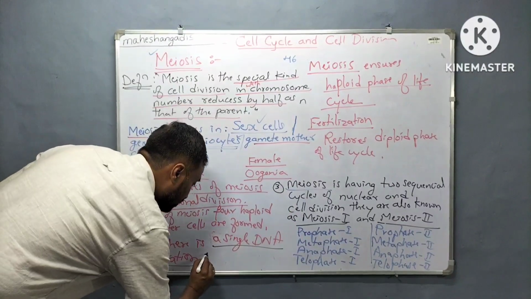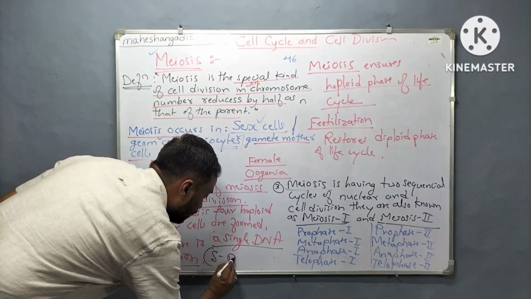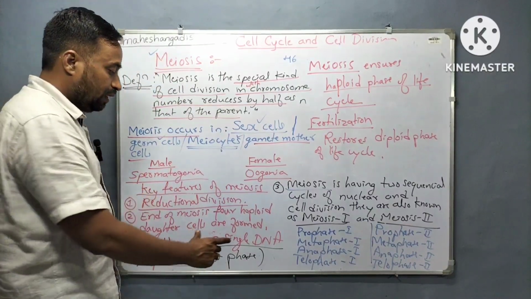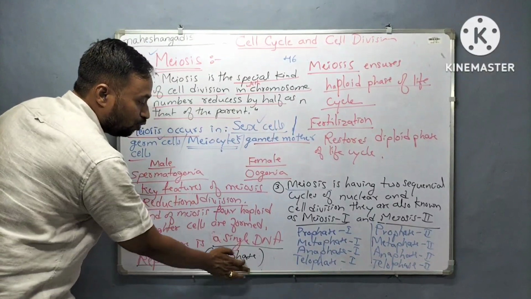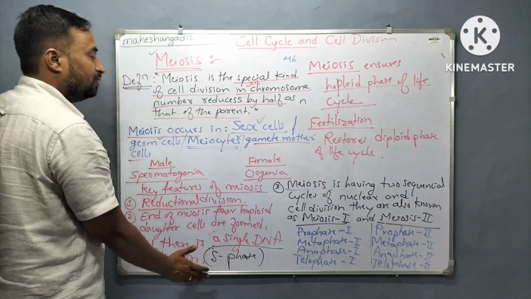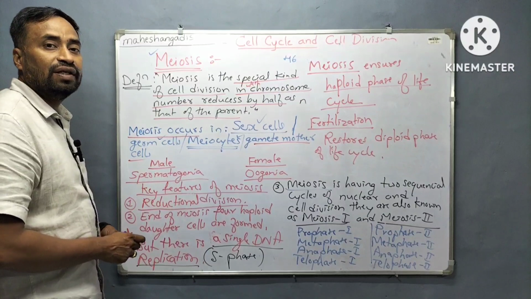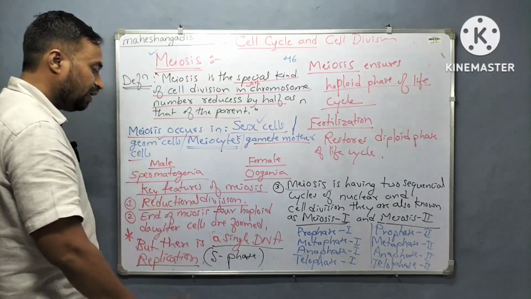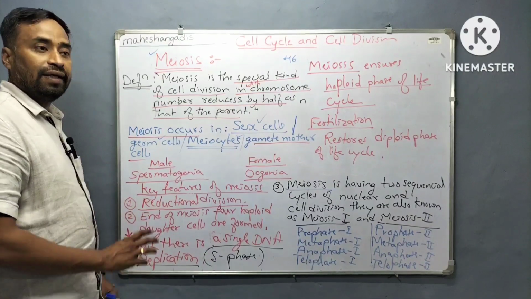That particular phase of the life cycle is nothing but S phase, just the same as in mitosis. In mitosis, DNA replication took place in S phase. The same also happens in meiosis. So in meiosis, there is a single DNA replication that takes place in S phase.